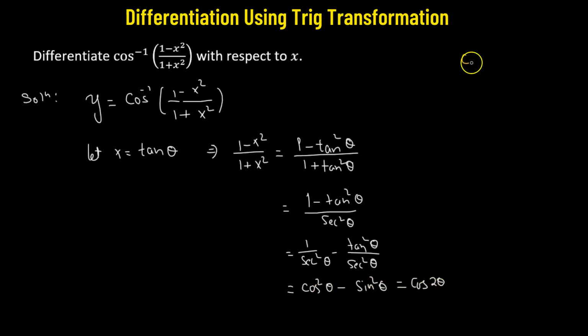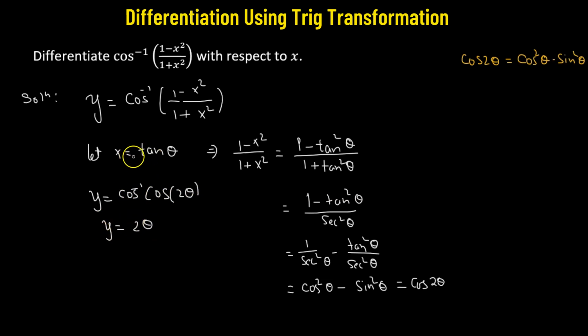So that means cosine of 2 theta is equal to cosine squared theta minus sine squared theta. So our function y will become cosine inverse of cosine of 2 theta, which gives us y equals 2 times theta. And since we have considered x to be equal to tangent of theta, this will mean that theta will be tangent inverse of x.